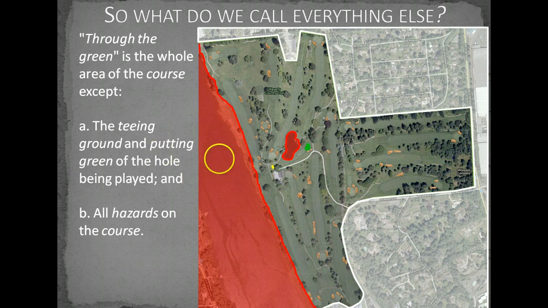Because again, we only have the teeing ground of the hole that we're playing, which would mean the yellow tee markers. When we're playing the 11th hole, the 10th putting green is through the green, okay, because it's not the putting green, because we're not playing the 10th hole, we're playing the 11th. So hopefully you can understand a little bit more about that.